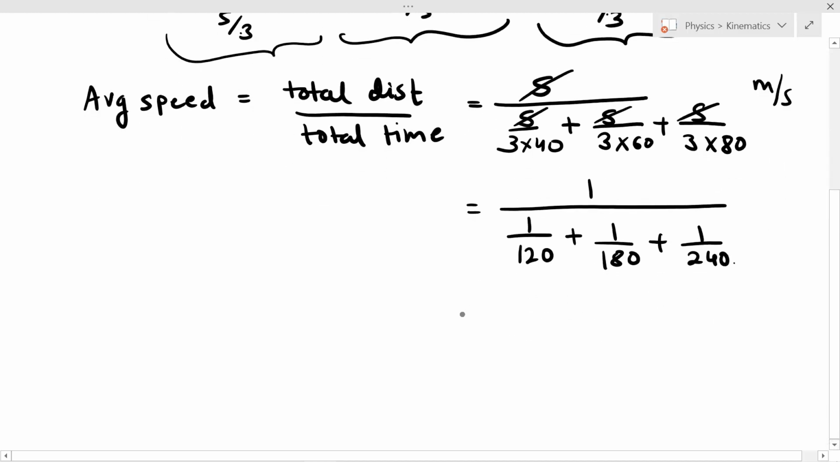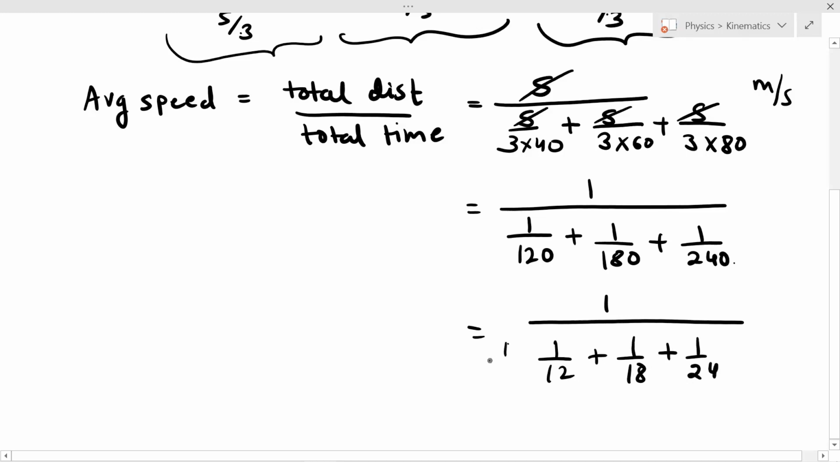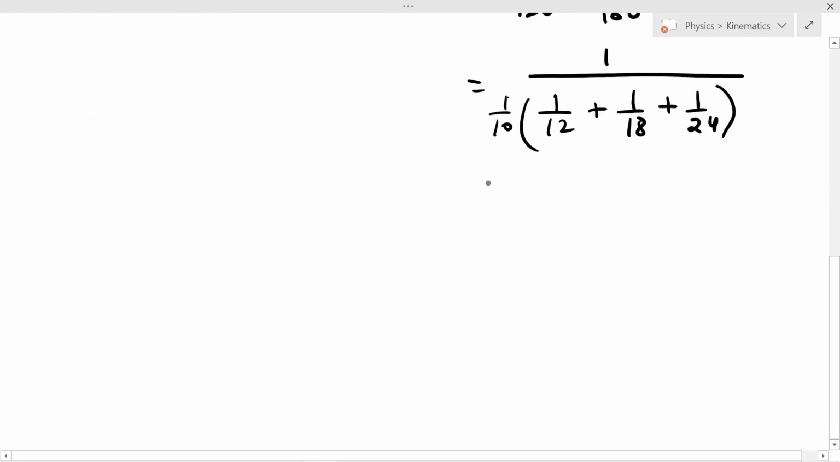Now this is a little difficult for me, but let's do it. Let's take 1 by 10 common. So 1 by 10, if I take common, then it will be 1 by 12 plus 1 by 18 plus 1 by 24. So the 10 goes upwards. So this is 10 divided by 1 by 12 plus 1 by 18 plus 1 by 24 meter per second.